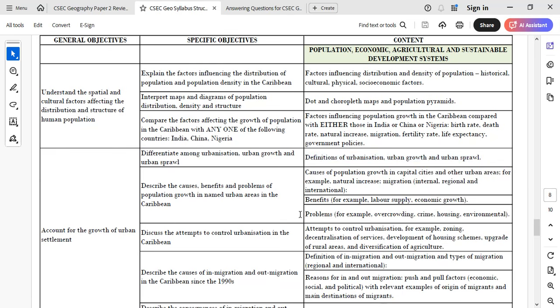What are some of the causes of population growth? Population will grow in any country if you have a natural increase or if you have a net positive migration. Populations can grow in an urban area the same way. Populations can change, whether they grow or decline, depending on natural increase or decrease, or on migration, whether it's a net positive or net negative migration rate.